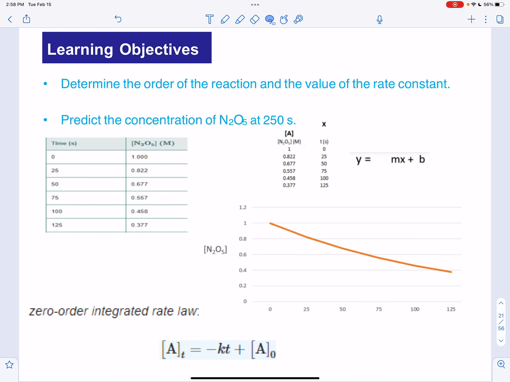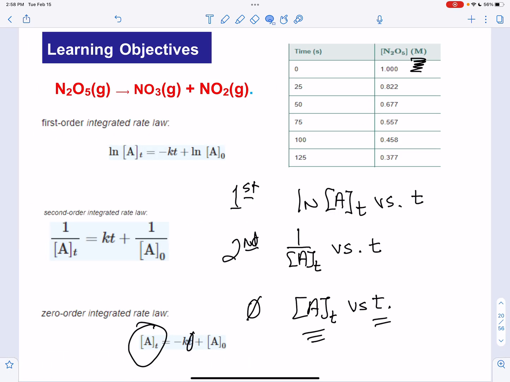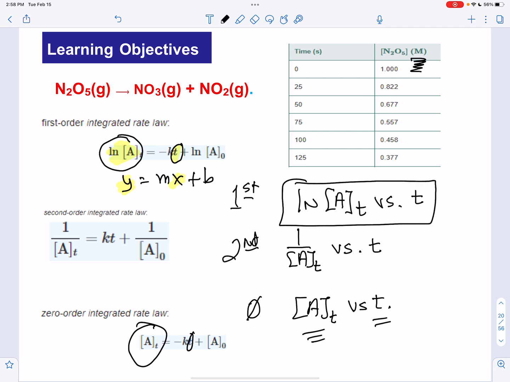So let's check for first order. Which one will be first order? This will be my y, and this will be my x. Remember, y equals mx plus b, a straight line. So this is my y, and my x is my t. If I plot the natural logarithm of the concentration versus the time, I should get a straight line.